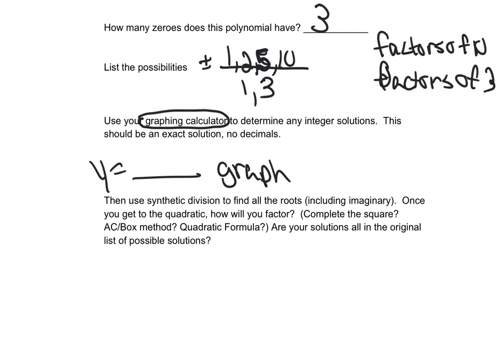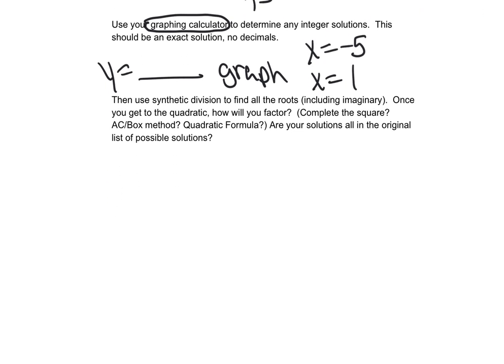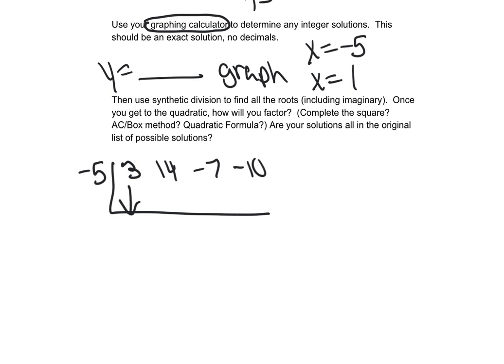So as I look here, I've got x equals -5 and x equals 1. So there's 2 of our 3 solutions that the graph gave us already. So we're going to just synthetically divide with those. It doesn't matter which one you synthetically divide with first. I'm going to go with -5, and I'm going to put my coefficients in there: 3, 14, -7, -10. And again, if you do this correctly, you should have a 0 as your remainder.